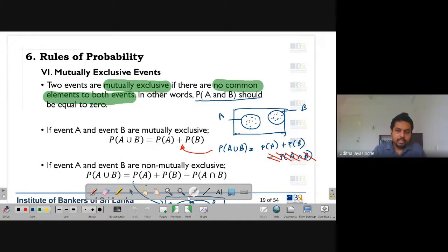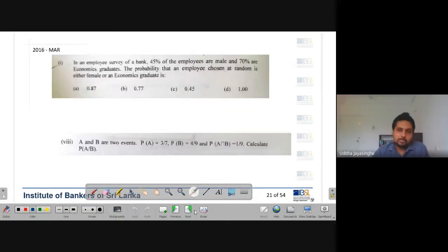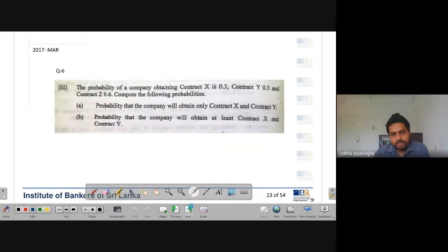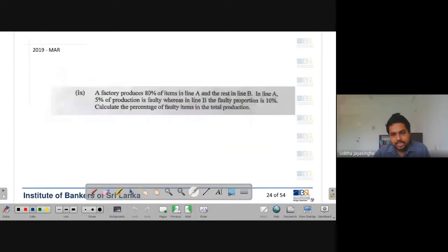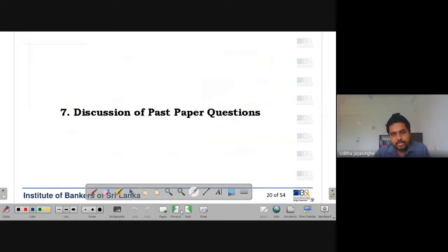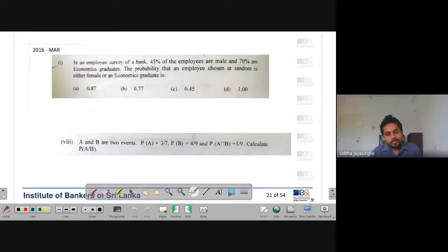Okay, that brings us to the past paper discussion part. Quickly, I think we have a few more questions to be discussed today. I doubt whether we can find time, but let's try to take you through a couple of questions and do the calculation. If you could bear with me for another 10-15 minutes, I think we can have an effective discussion today. First question, I'm quoting from an older question paper. March 2016, question number 1. Okay, we'll read the question together.